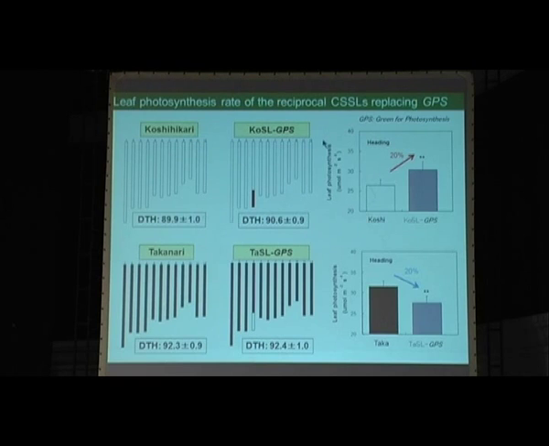When the GPS is substituted from Koshihikari to Takanari, leaf photosynthesis increased about 20%. On the contrary, when the GPS is substituted from Takanari to Koshihikari, it decreased about 20%. The flowering times of these two lines are not so far apart, which implies that this change is not derived from a pleiotropy of flowering time or related environmental conditions.